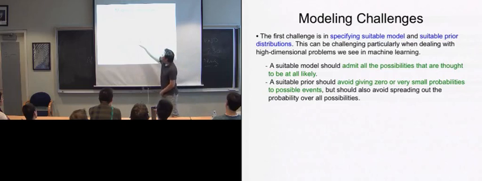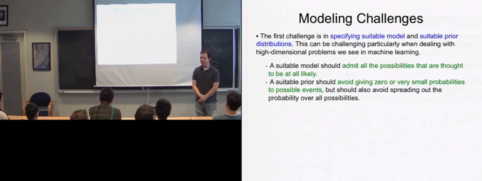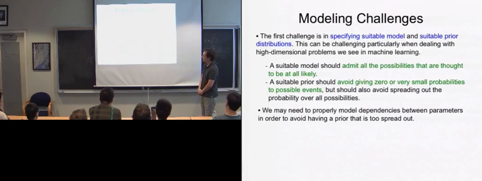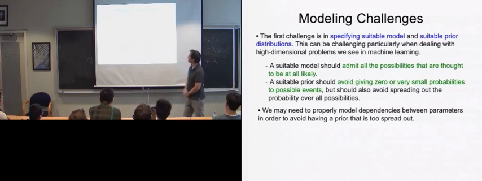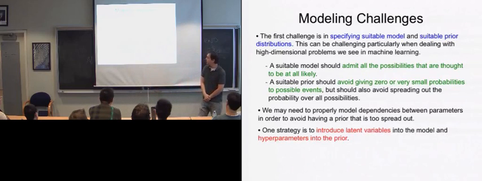But at the same time, you also want to design prior probabilities that avoid spreading out the probabilities over all possibilities. So you should avoid having a prior that's too broad, because then you're losing information. It's not very informative. So you might want a property such that the dependencies between parameters are not too spread out. And there are several ways of doing it.